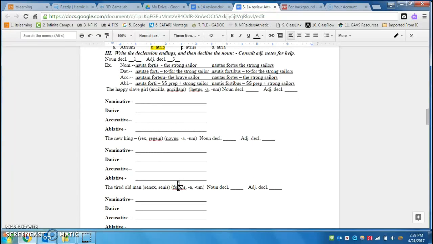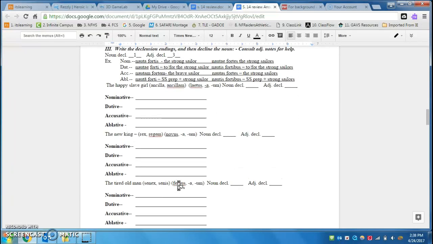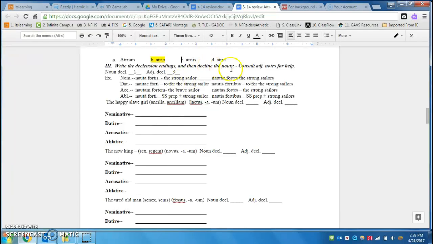Okay, part 3. This takes a little bit, but it's very good practice to do. You are writing the declension ending and then declining the noun. This is really good to consult your adjective notes for help. So in this sentence, we want to say the happy slave girl in every way we can. We're using the words ancilla and laetus. And so let's go ahead and just start with ancilla, and we'll add on the adjectives afterwards. So we'll say ancilla. That's how you do nominative singular slave girl.